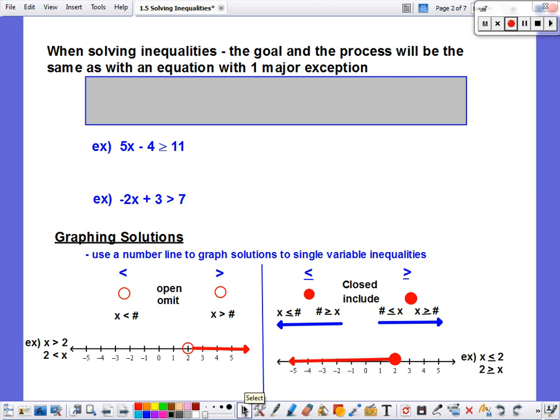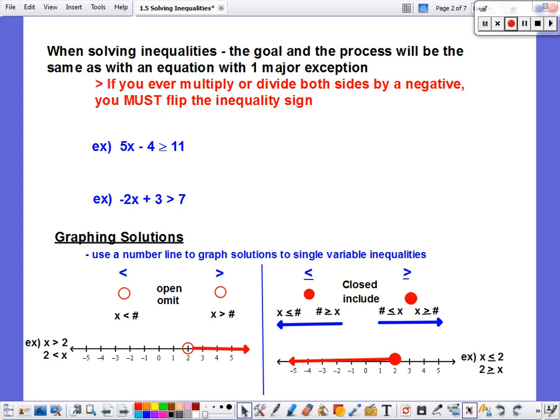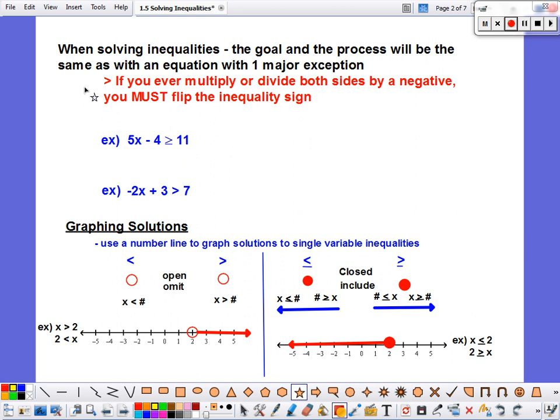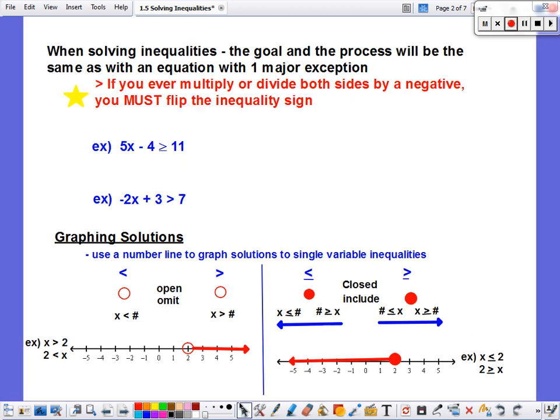There's one major exception, and we've got to make sure that we remember this, because this is really what separates inequalities from equations. If you ever multiply or divide by a negative, you must flip your inequality sign. Okay, and I'll put a star next to that one because that's pretty important. Anytime that you multiply or divide both sides of the equation by a negative, you must flip the inequality sign. So in other words, instead of greater than, it would be less than if that happened.